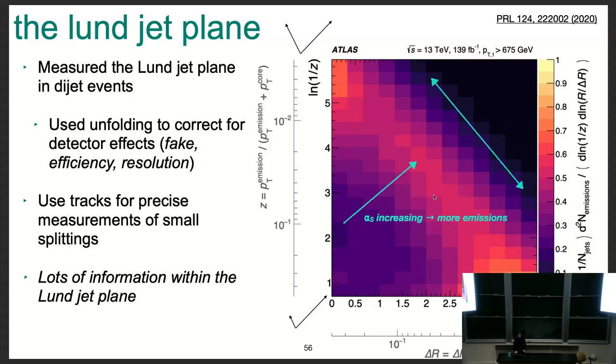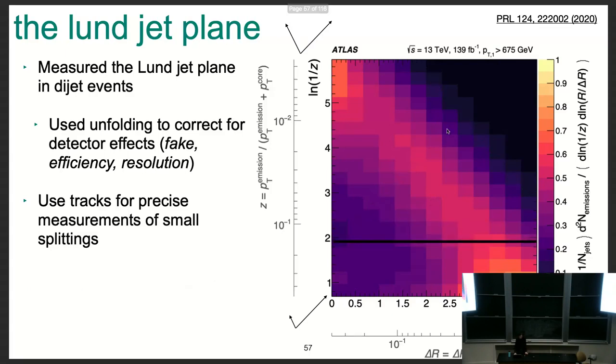There's a lot more information you can say about the Lund plane and a lot you can do with it, but just to give a sense of a couple things you can think about here. Of course, it's hard to say too much just by looking at this two-dimensional space because it's just a plot of the data. You don't see any of the uncertainties. You can't compare it to other predictions very easily by looking in two dimensions.